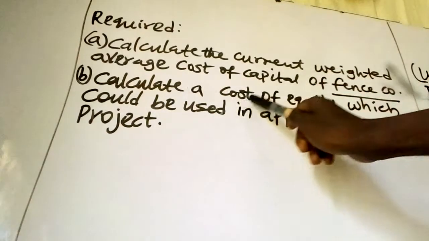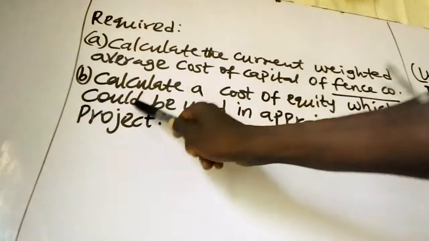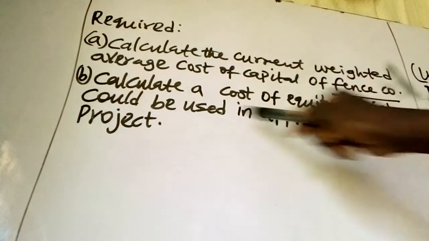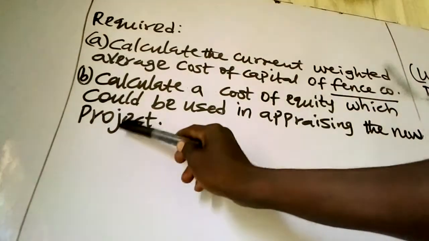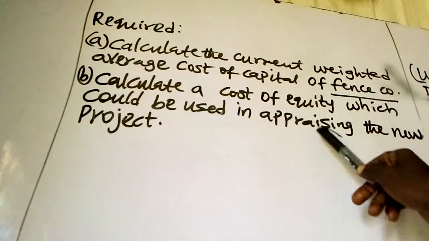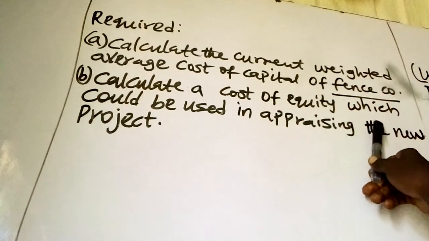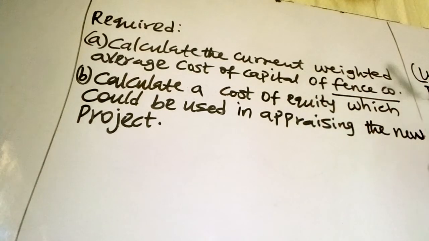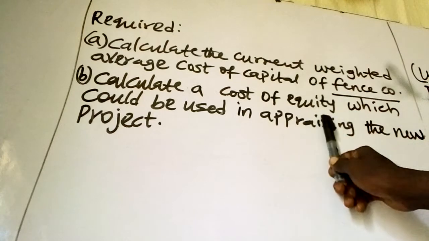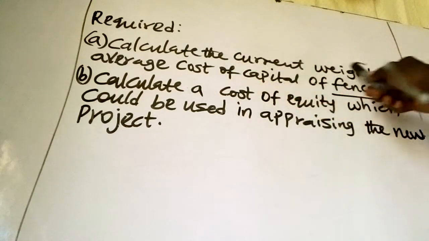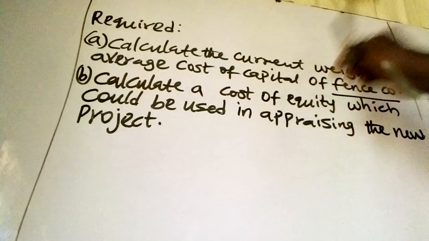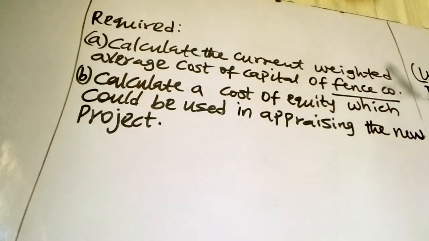B. Calculate a cost of equity which could be used in appraising the new project. The cost of equity that will be used to appraise the new project. So it is in B that you will need to degear the project company, that is HESCO. But in A, you have to calculate the current weighted average cost of capital of HESCO. So that means you will need the equity beta of HESCO. You don't need the process of degearing or regearing in A aspect of the question. Now let's solve.